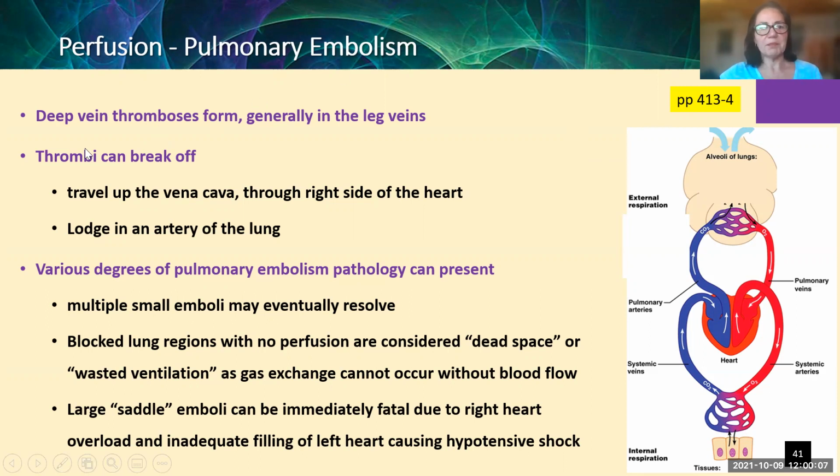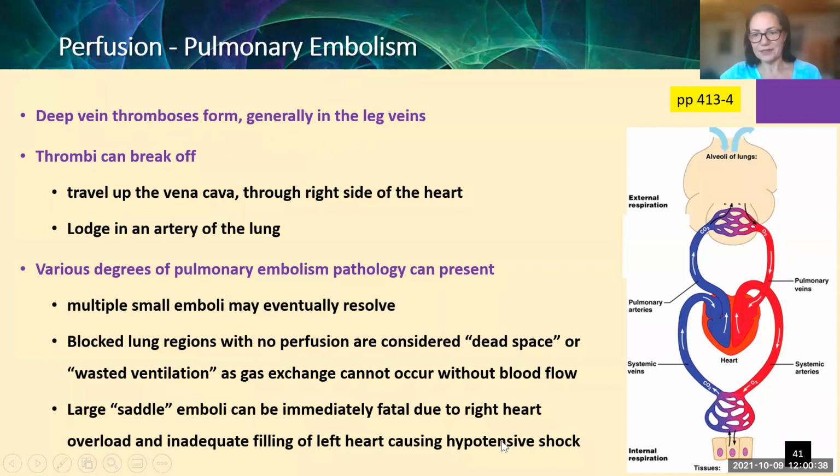So what generally happens is, for some reason, and remember Virchow's triad, patients are in a hypercoagulable state. We've got some circulatory stasis. They're in bed after surgery. They don't want to get up. And the blood pools and starts clotting. So we've got a big old clot in a leg vein, and then a piece of that breaks off.